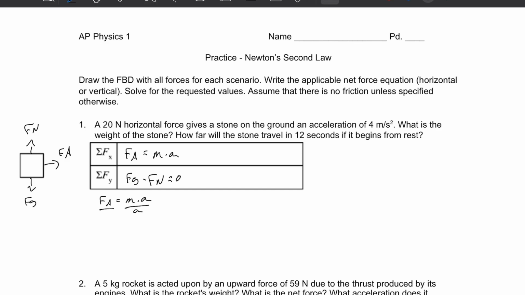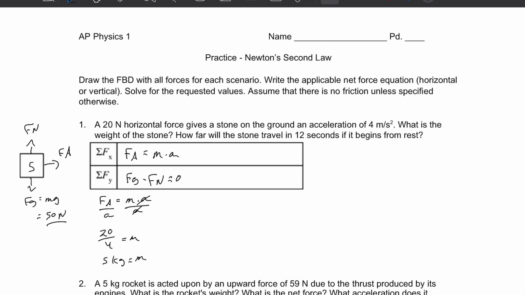What is the weight of the stone? Well, we need to figure out the mass in order to figure out the weight. The applied force is equal to mass times acceleration. Rearrange the equation to solve for mass, and we've got 20 divided by 4, so 5 kilograms is the mass. If 5 kilograms is the mass, the weight is going to be equal to force of gravity. Force of gravity is mg, mass times the acceleration of gravity, in this case 50 newtons.